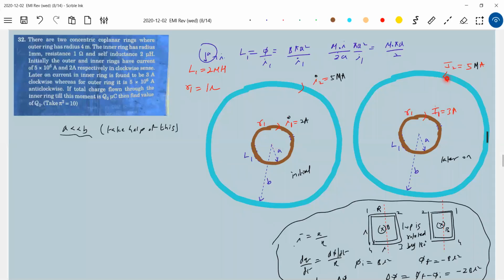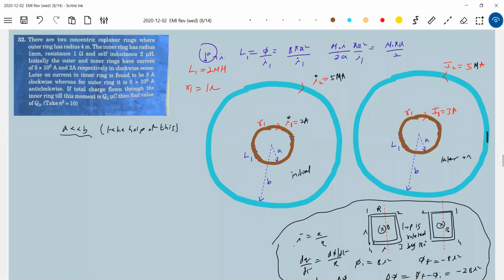Then the direction of current changed. So what happened to B bar? B bar has changed, so the flux linking this inner loop will change. Due to the change in flux, EMF will be induced, and due to that induced EMF, current will flow. Earlier 2 ampere, now 3 ampere is flowing. So definitely some additional charge flows, and that charge flown has to be determined here.